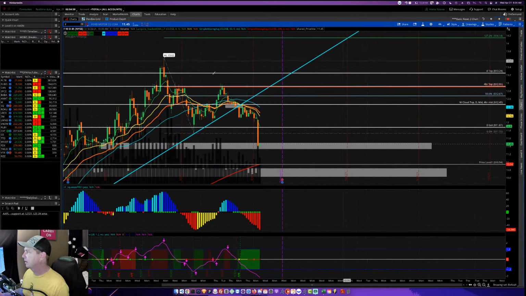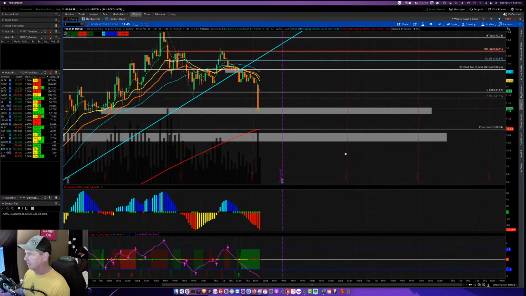All right, I have to run. 1250 target. So maintain support at 1145. We could hit 1250 if we hold that 1145 support. Next support level is 11. We break 11, we've got a fall to 945.